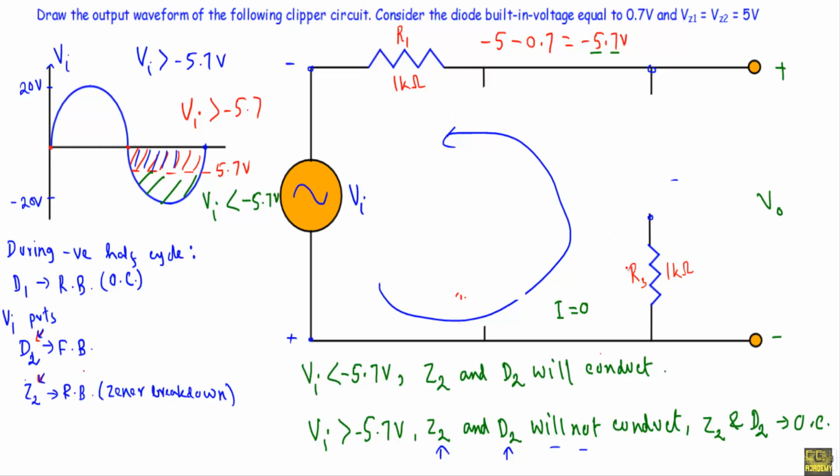Therefore, the ohmic drop across the resistance R3, which is equal to IR3, will be equal to 0. IR1 will also be equal to 0. As a result, there will be no voltage absorbing element during this Vi greater than -5.7 volt. Therefore, our output voltage will be equal to Vi, or the output follows the input voltage, or the output voltage has the same wave shape as the input voltage. I will show this during the simulation.